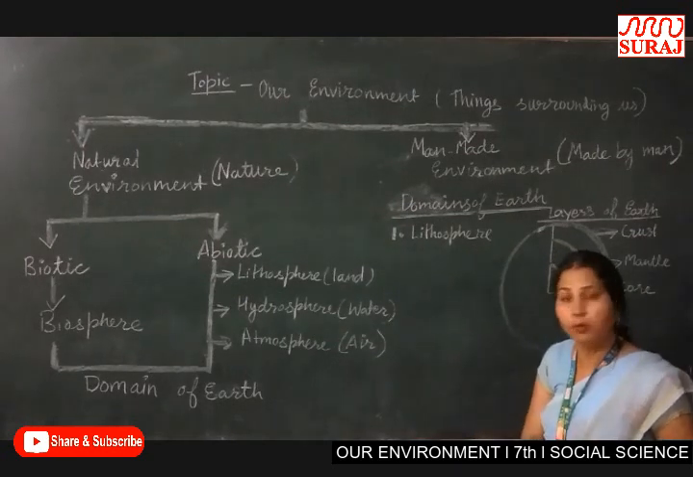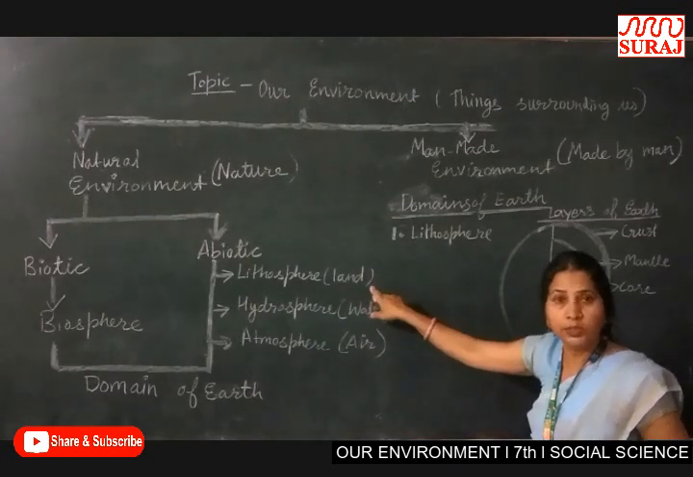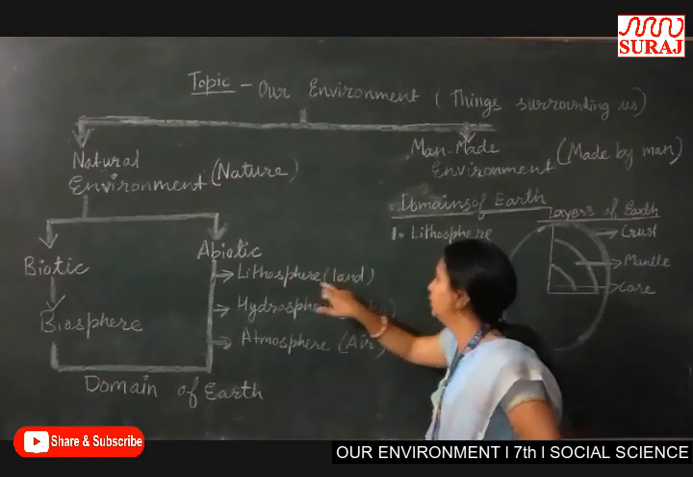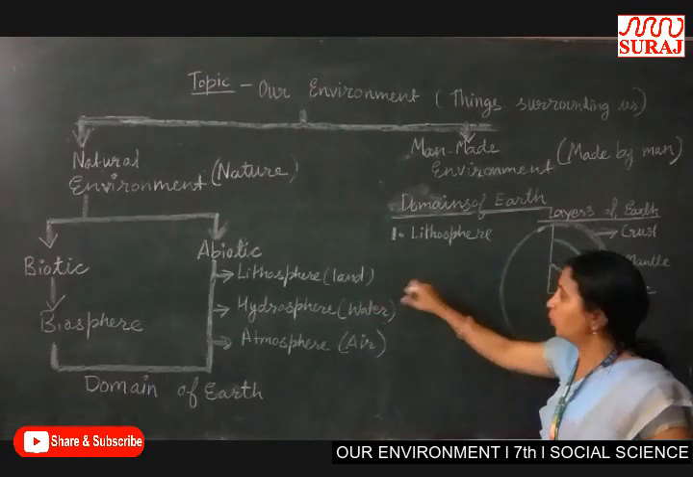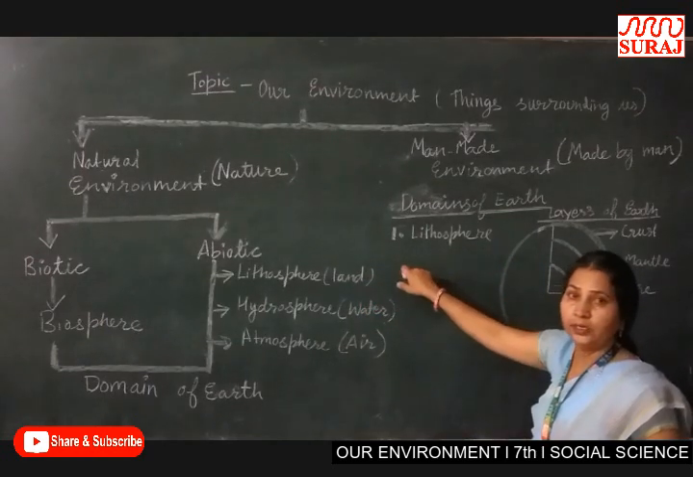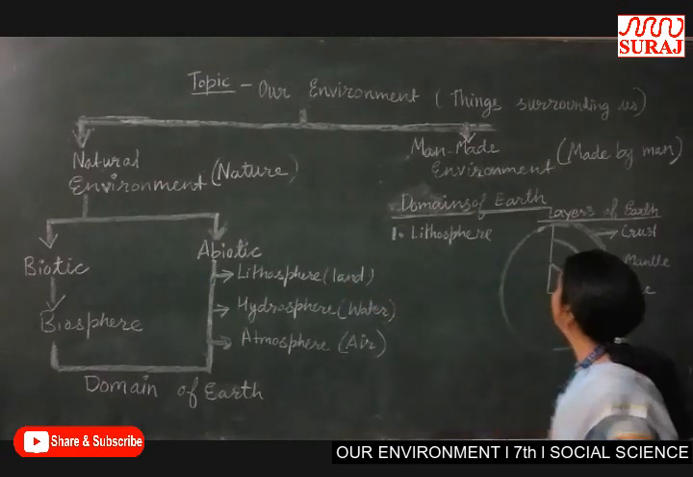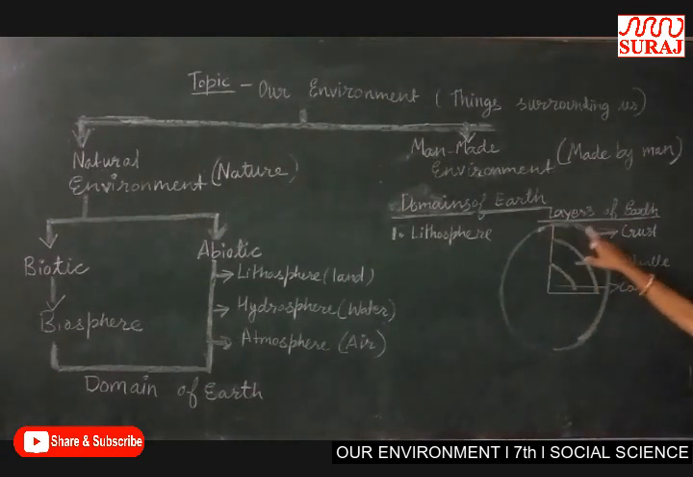Lithosphere means it is formed by the land. The outermost layer of the earth is called the lithosphere. We grow plants on this and we get many minerals from the lithosphere. So now the lithosphere has layers of the earth. First, as you saw in the diagram, the outermost layer of the earth is the crust. It is the top and outermost layer of the earth.